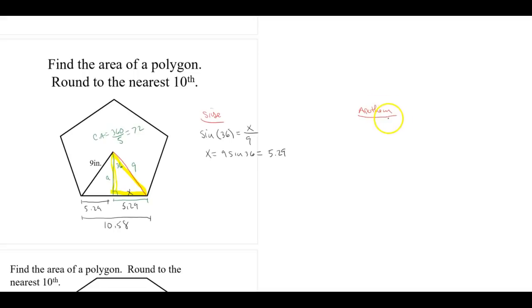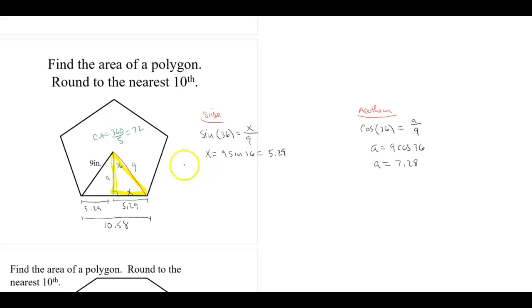Now the apothem. If I look at the apothem, that's the adjacent side, and I'm going to use the hypotenuse, which is cosine. So the cosine of 36 is equal to the adjacent side over 9. So A is equal to 9 times the cosine of 36, which gives me an apothem that has a length of 7.28.